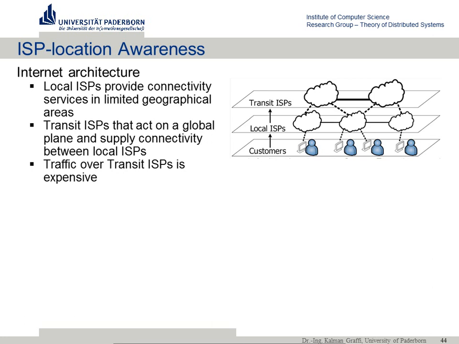So why is that all? How does it all work? First of all, I think that's just a longer description. What you should just know for this ISP location awareness is that typically the internet structure looks like this.